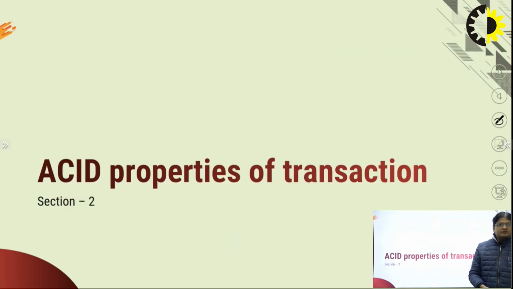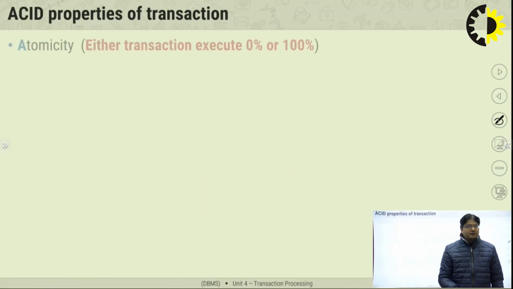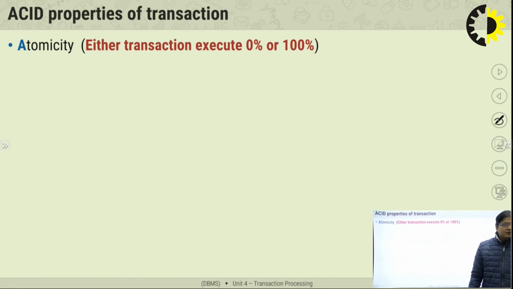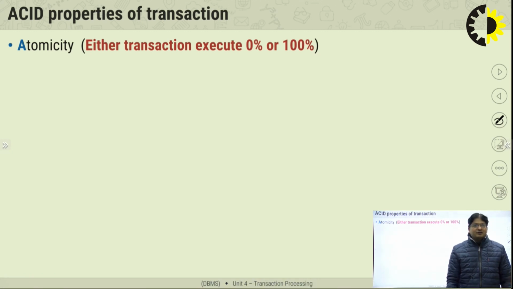Now we will discuss the various ACID properties of a transaction. A transaction has four main properties, known as the ACID properties. The first property is atomicity. Either the transaction executes 100% or it executes 0%. Either it is 0 or 1. An intermediate state is not allowed. Half of the transaction being successful is not allowed. Either it is completely successful or none of its operations are.